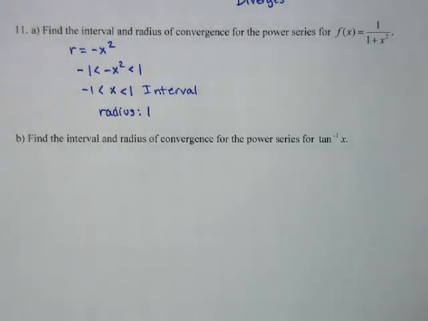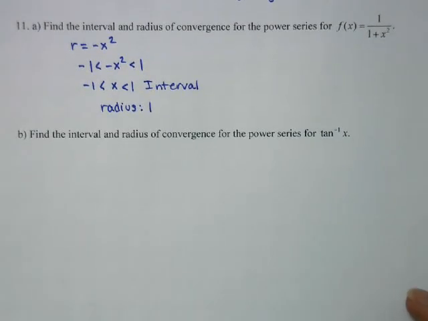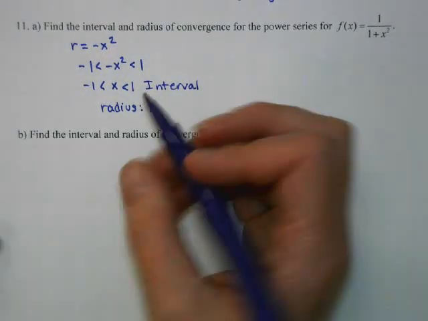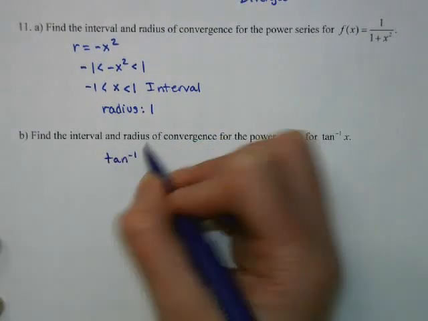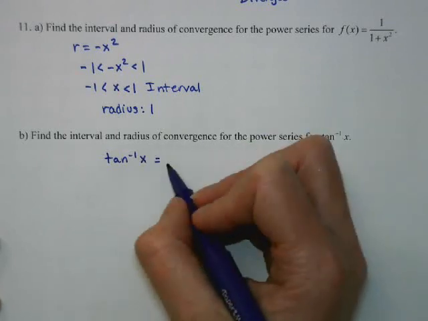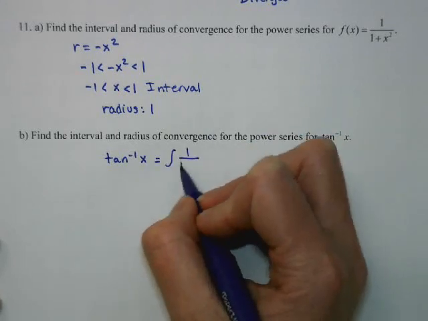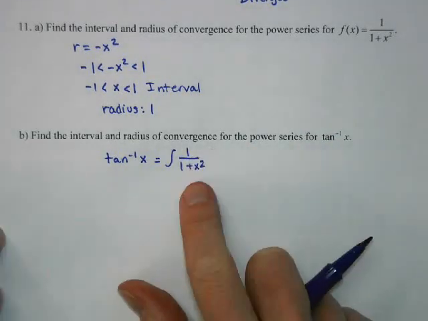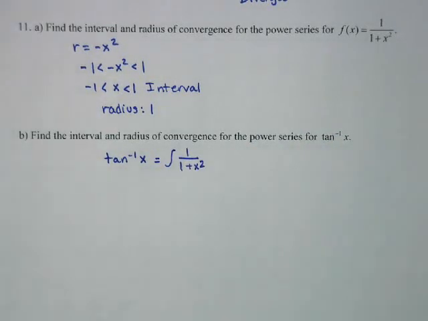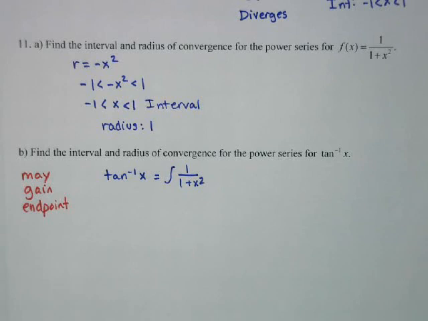Okay, but now we're going to examine the tangent inverse. Why is this part B? Well, tangent inverse is equal to the integral of 1 over 1 plus x squared. Okay, the derivative of tangent inverse is 1 over 1 plus x squared. So we're going to do the integral of the power series. The open interval is still guaranteed, but in this case it may gain an endpoint.